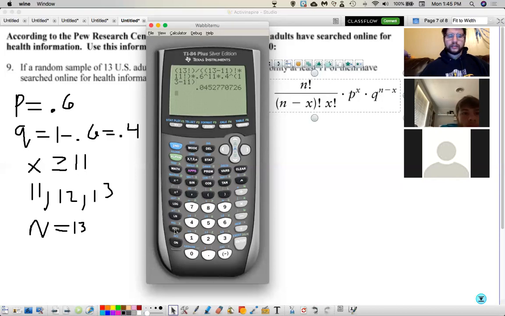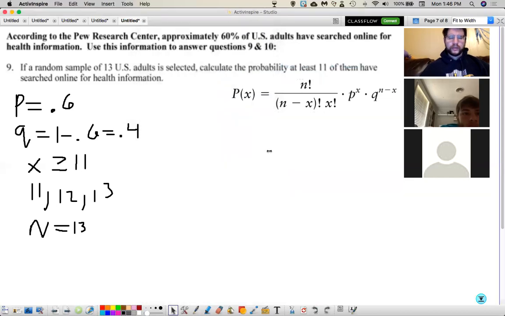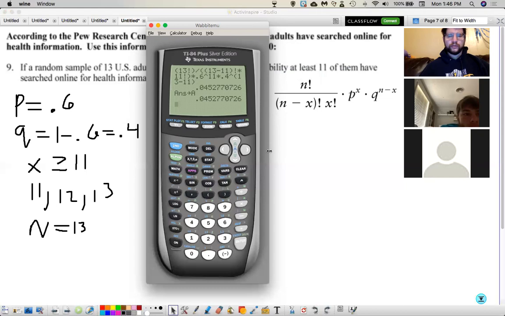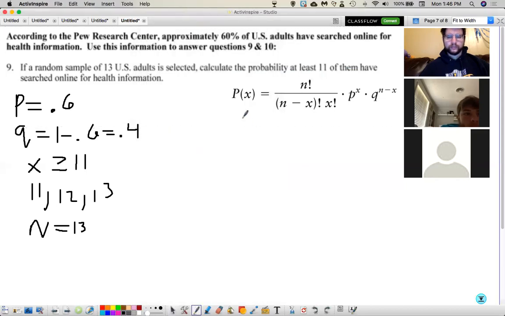I'm going to store this to A. So you hit the store button and then alpha, whatever letter you want. That's 0.045277. How many decimal places should we go? Let's go 4. I have 6 decimal places here, because at the end I'm going to round to 4 decimal places. So if I keep 6 decimal places, I shouldn't get any rounding errors.